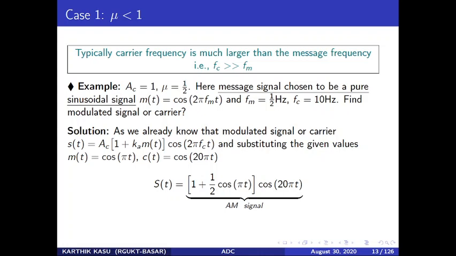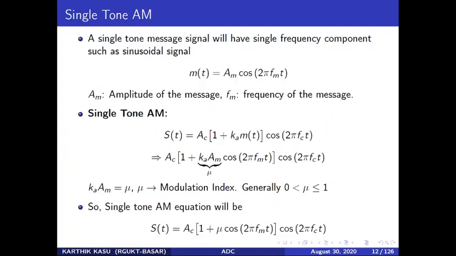Okay, so let us take a simple example of AM modulation. Ac equal to 1 is given to you. What is Ac? Amplitude of the carrier. What is mu? That is 1 by 2, less than 1. What is mu actually? It is the modulation index, mu equal to Ka into Am, in case of single tone AM.